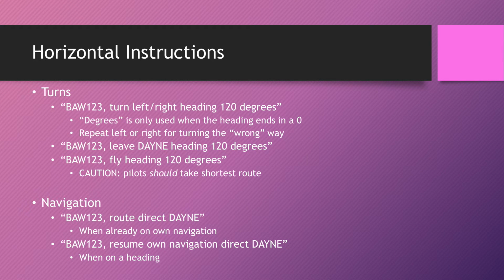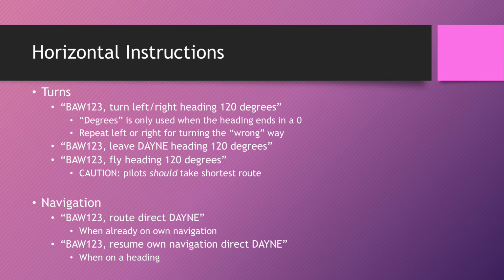What you've got to be careful with is that pilots should take the shortest route. Not all VATSIM pilots will, but they should. Now, the problem is that leaves a bit of ambiguity as to what the pilot will do. In other words, you haven't entirely got control of what that pilot's going to do. So we tend to say it's not recommended to say fly heading, but you can use it. But the most standard one is just turn left or turn right heading, whatever.